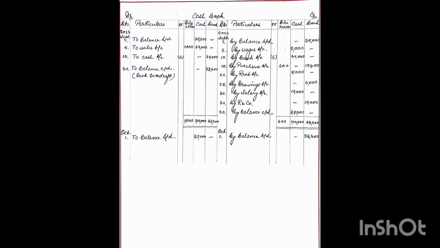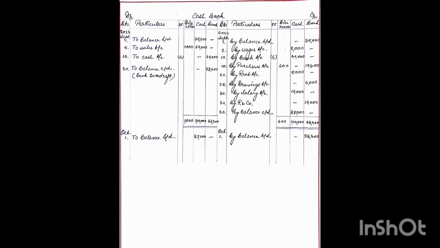September 25 says drawn from bank for personal use. Now, as I already mentioned, if the amount is withdrawn from the bank for personal use, it will not be a contra entry. So simply we will write under the date 25th September, particulars will be by drawings account and the amount will be under the bank column, that is 4,000 rupees.